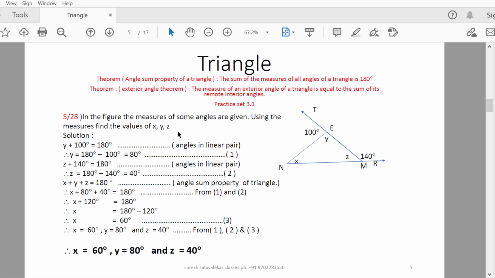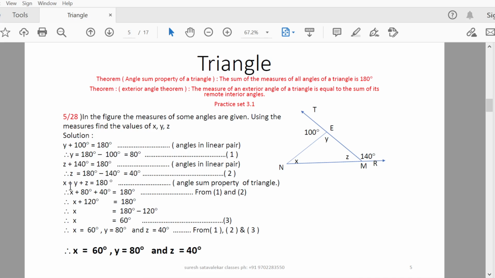We are going to find x, y, z. Whenever we get some value, we can give a number. Now, z plus 140 is equal to 180. Here you can find again the same thing. This z and 140 degrees angle, these two angles are angles in linear pair. Therefore, the sum of these two is 180 degrees. Angles in linear pair, this is the reason. And therefore, z is equal to 180 minus 140. This 140 is subtracted from both sides, so it vanishes. 180 minus 140 is 40.